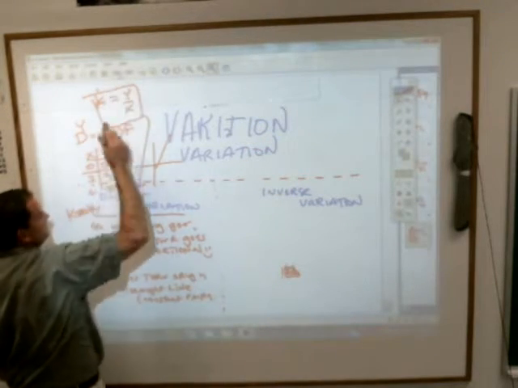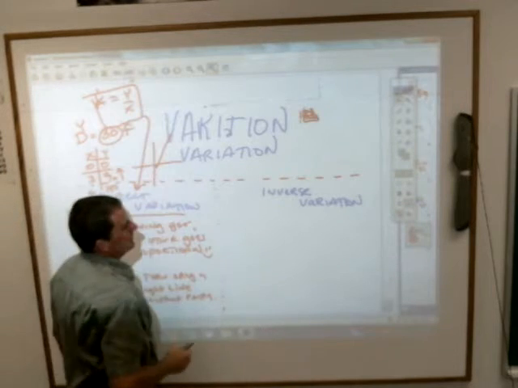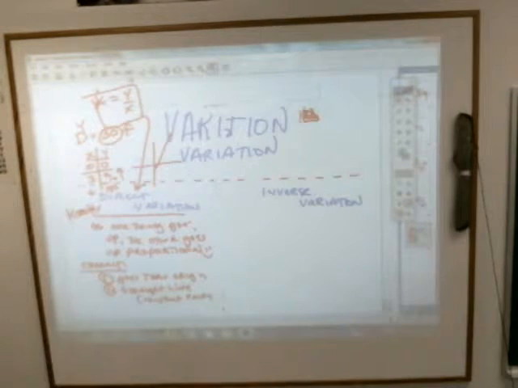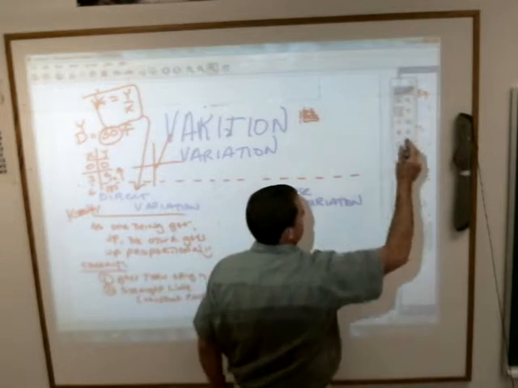Oh, redo. Now, inverse variation, children, is opposite of that in the sense that it says, as one increases, the other decreases.